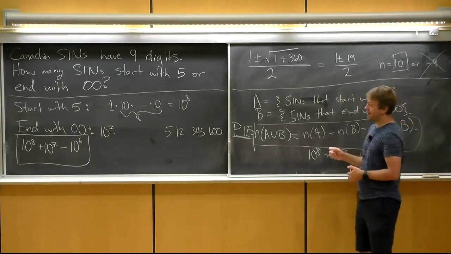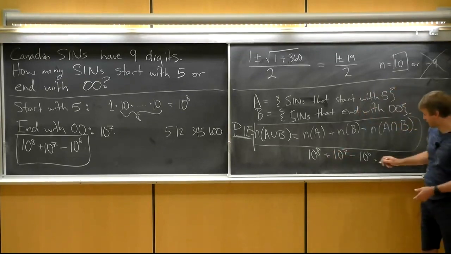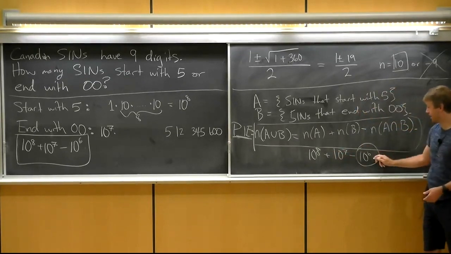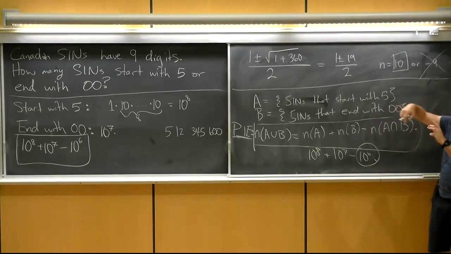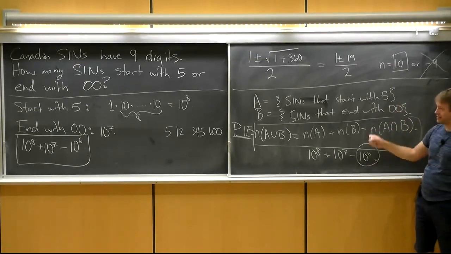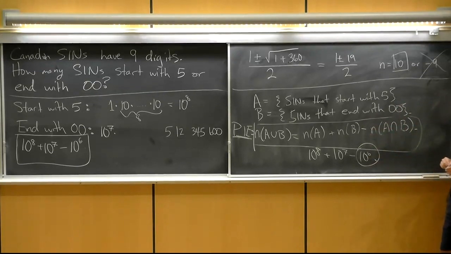If it was an "and", your answer would be just this 10 to the 6 here, because you'd be trying to find the intersection of A and B, which means it starts with a 5 and ends with 0, 0, so you have 6 digits you're choosing, which are the 6 interior ones. It would actually be easier if it said "and", because it would just be 10 to the 6. Any other questions?